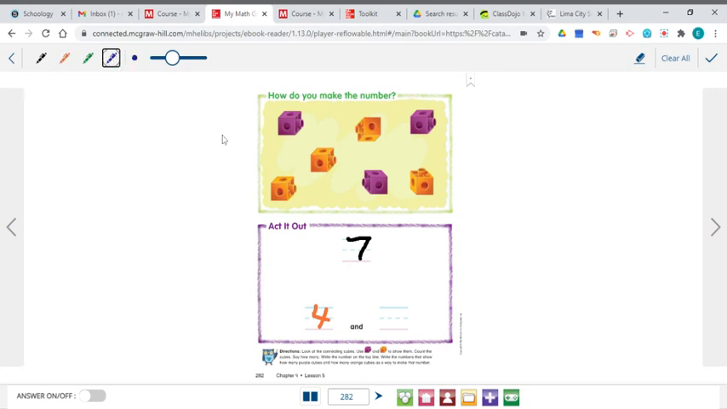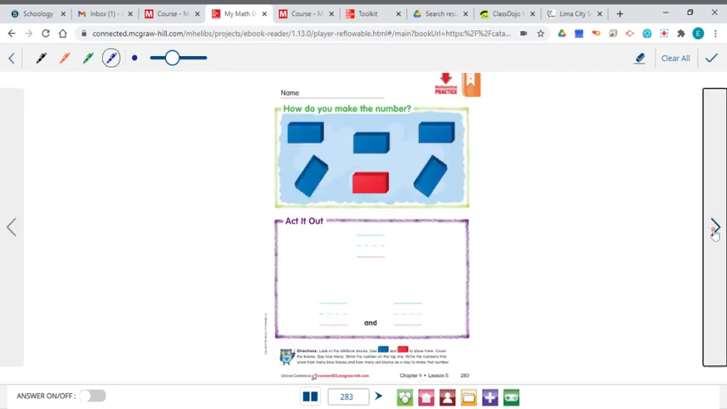Now we're going to do the purple cubes. So we have 1, 2, 3 purple cubes. So if we were to take these 7 blocks to make the number 7, we could have a group of 4 orange and a group of 3 purple, and that would be our 7 blocks. All right, turning the page, taking a look at our blocks here.